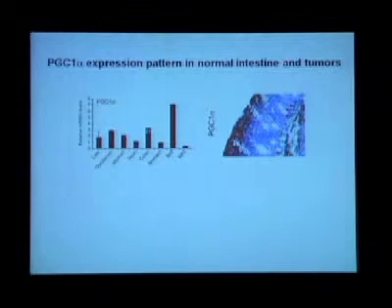So PGC1 alpha is expressed selectively in the differentiated cells, which are those cells that have to breed, and they have to work, and they have to die by apoptosis. So what we did, let's look at what is happening to PGC1 alpha in cancer.